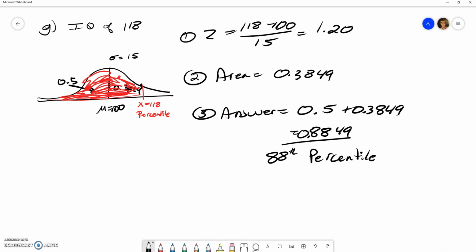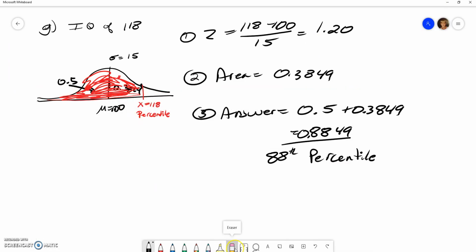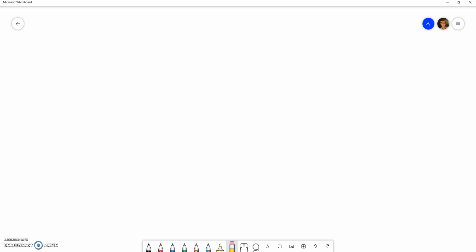Let's go into Part H. Part H asks for the percentile for someone with an IQ of 92. So let's change this. IQ equals 92. So let's draw this out.